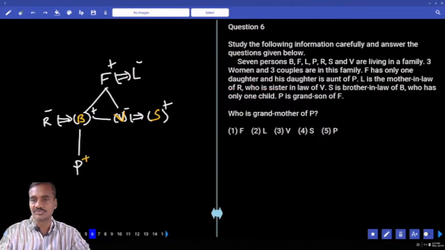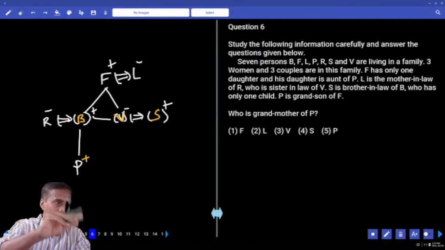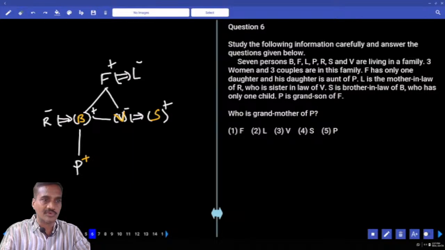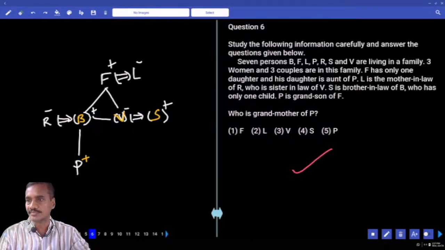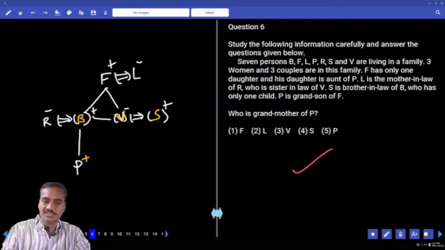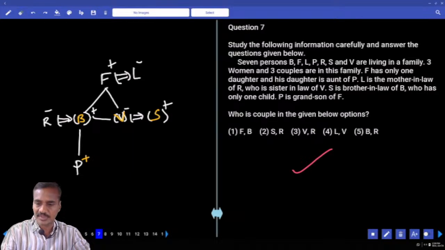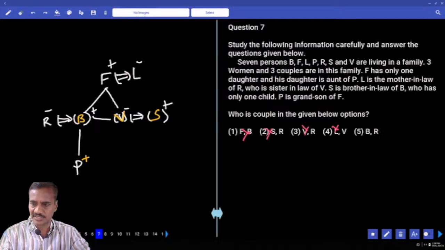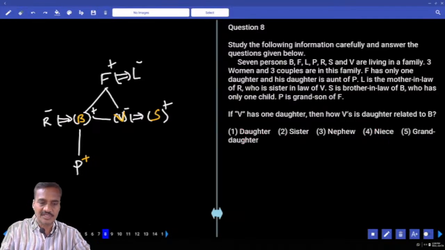Then how many questions were given under this one? 3. Now in the previous set of boxes, there are only 4. Now which is easier for you to work out? This one. More questions down. Then who is the grandmother of P? Grandmother of P, that is L, choice 2. And couple. Then tell me who is the couple here? F and L, S and R, V and R, L and V, and next one B and R. Choice 5, 7.